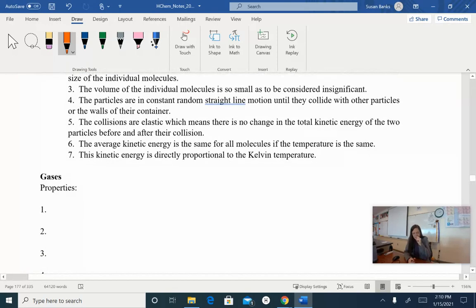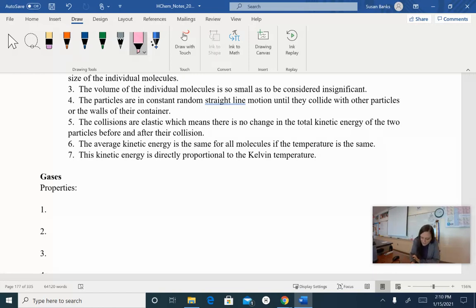Number 6, the average kinetic energy is the same for all molecules at the same temperature. Now, this is the key for this: average. Do individual molecules have different kinetic energies? Yes. But when we average them all in, if anything is at the same temperature, it's going to have the same average kinetic energy.